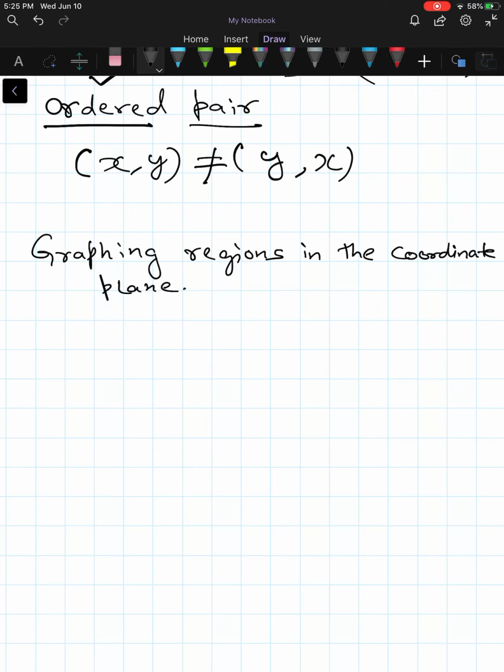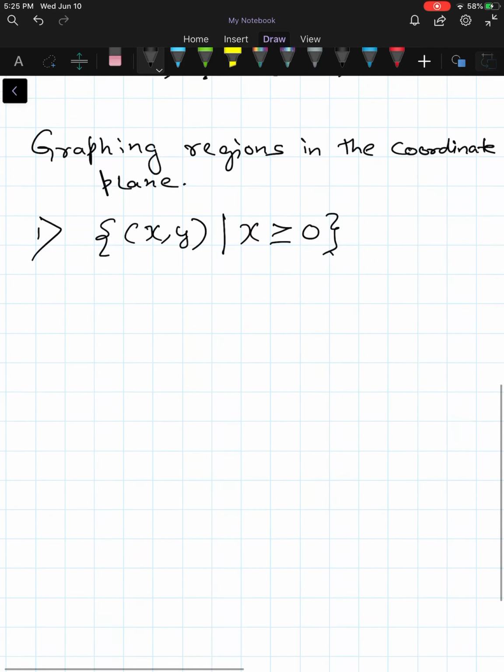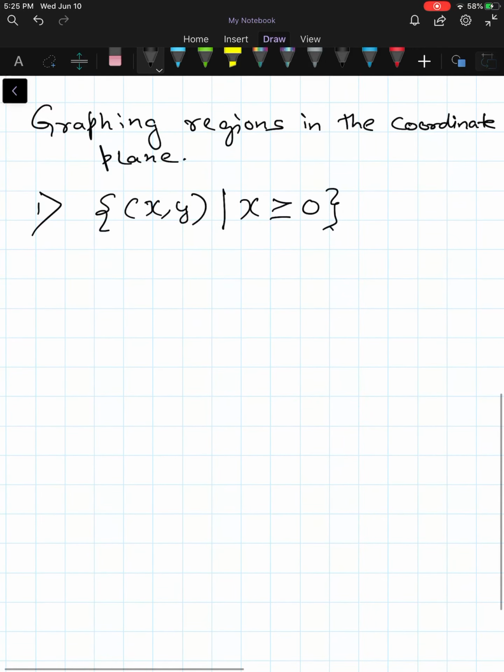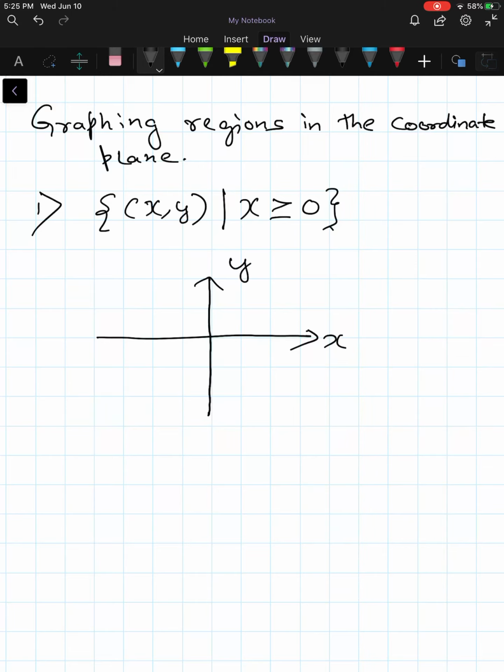So you learnt about domain, right? Domain of an algebraic expression. Suppose the domain of the expression is given like this: set of all ordered pairs such that x is greater than or equal to 0. So how do you graph this? You will need a plane, correct? Okay, so this is the x-axis, y-axis and the origin.